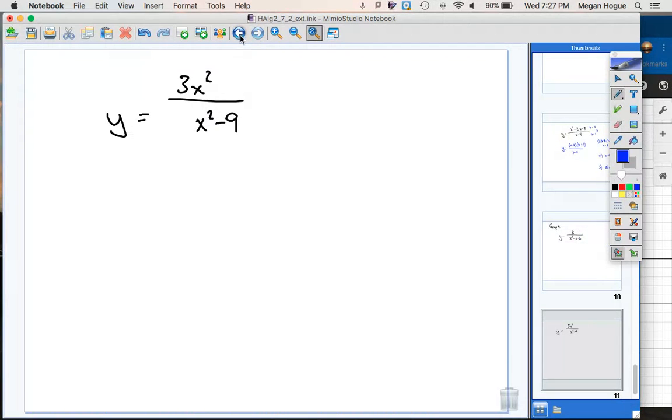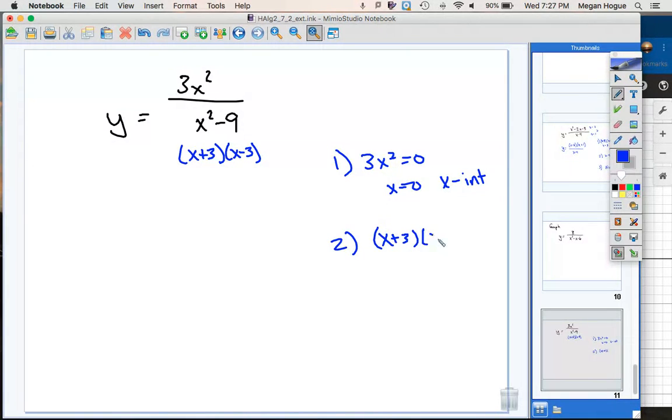Let's do this one. 3x squared over x squared minus 9. So I could factor this, x plus 3, x minus 3. And so I'm going to have, for the first one, 3x squared equals 0. That means x equals 0 is your x-intercept. I'm going to have x plus 3, x minus 3, plus or minus 3. Those are going to be your vertical asymptotes.